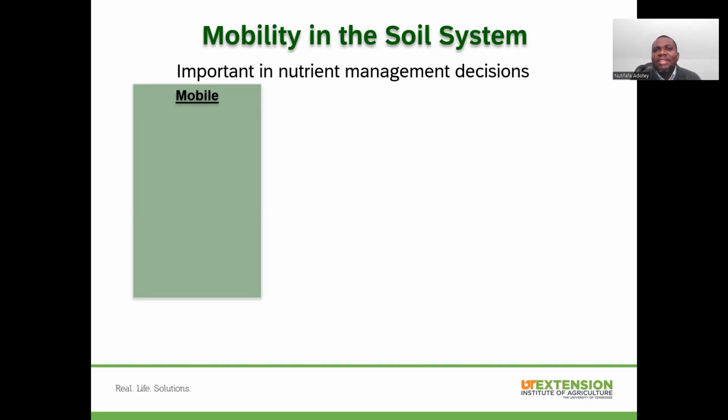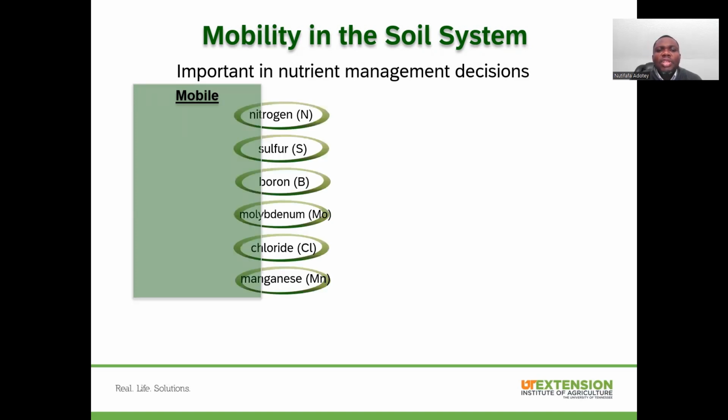Again, these are just the mineral nutrients. So these are nutrients that move within the soil system. We have nitrogen, sulfur, boron, molybdenum, chloride, and manganese.